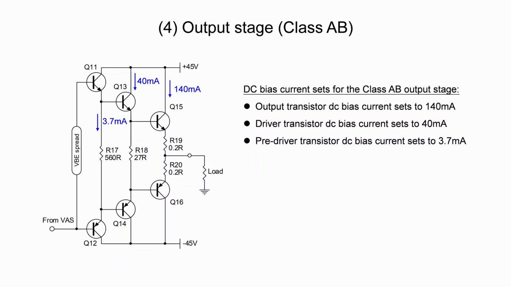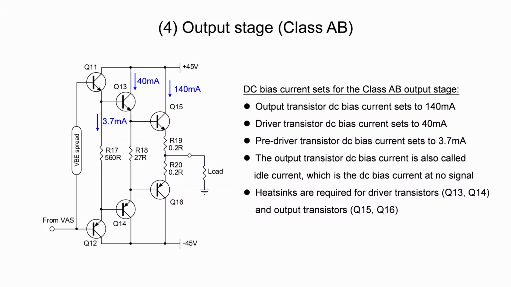In this power amplifier, we set the DC bias current on the emitter follower triple as shown in the diagram. The DC bias currents are well above the required DC bias current at 70 watts output. The output transistors are biased at 140 milliamps so that the power amplifier is running at class AB. This is also called the idle current, as this is the current running in the output transistors even at no load condition. Since the driver and output transistors are running quite warm, they have to be mounted on heat sinks.